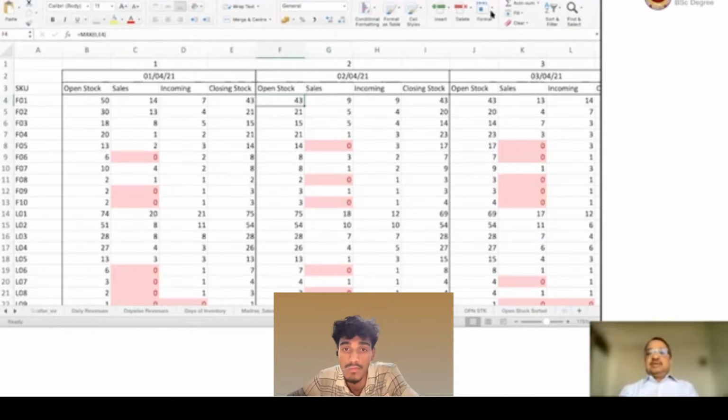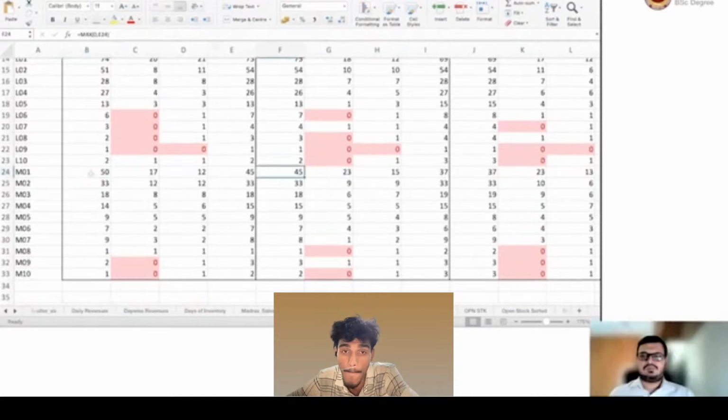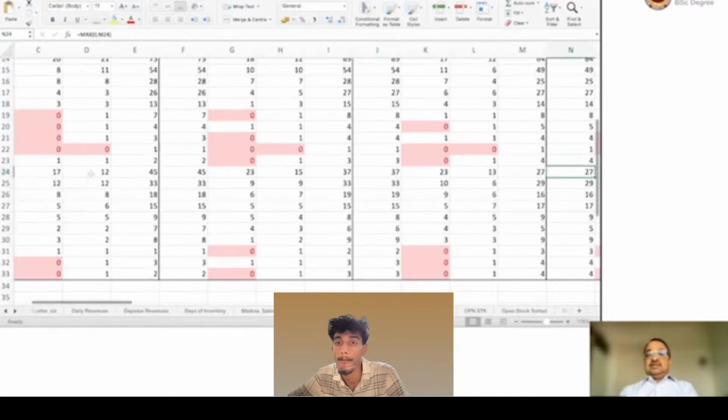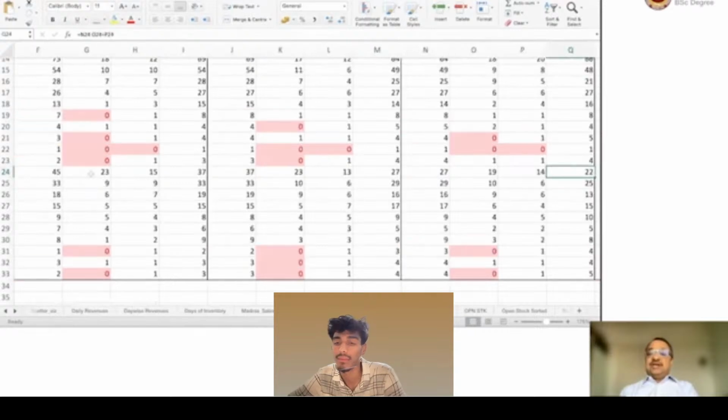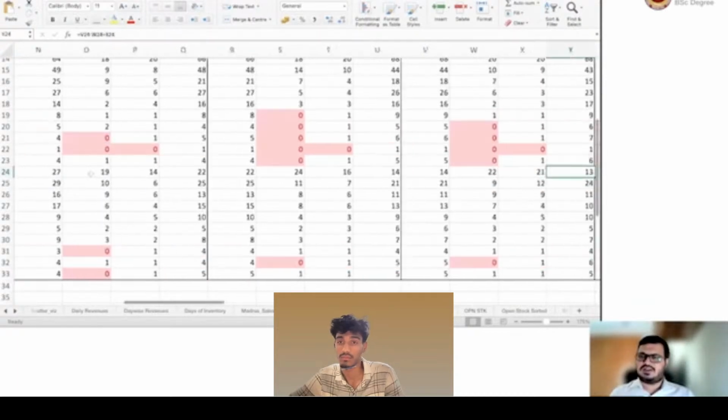So how is it looking for M01 then? Let's look. You started with 50, went down to 45, went down to 37, went down to 27. So stock seems to be declining, no? That is a concern, in fact. What it means is there will be a stock out in Madras for this SKU.